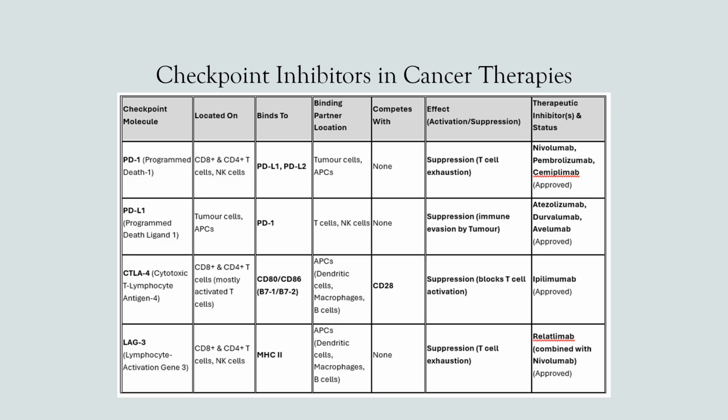So because I started looking at all of these checkpoint molecules, there's a lot of them, and I just thought it'd be easier to put it in a table. So I've talked about PD1, PDL1 and CTLA4. I think I talked about lymphocyte activation gene 3. So I talked about that.